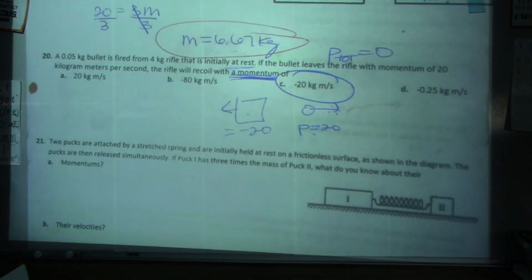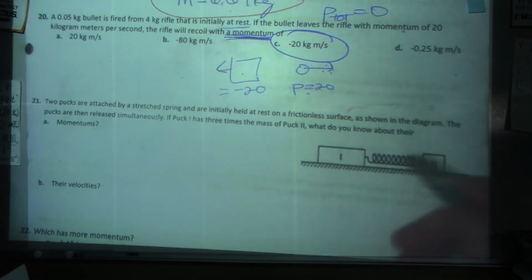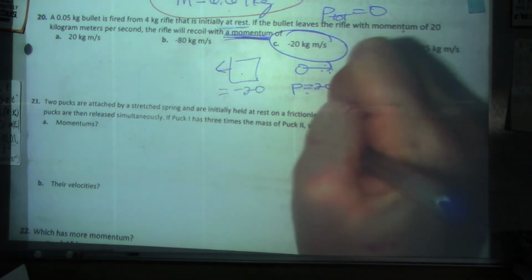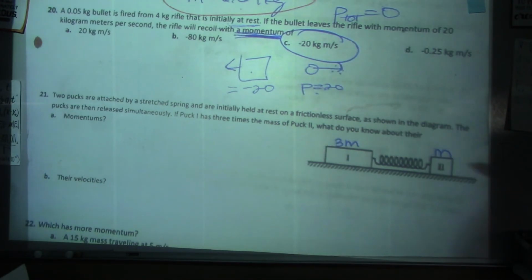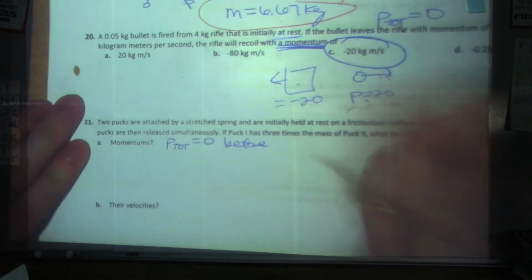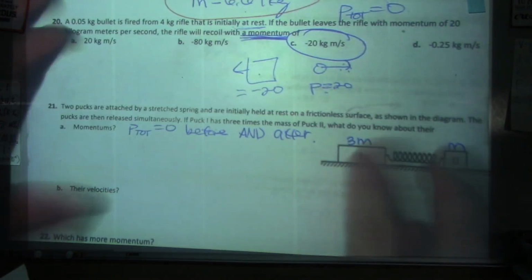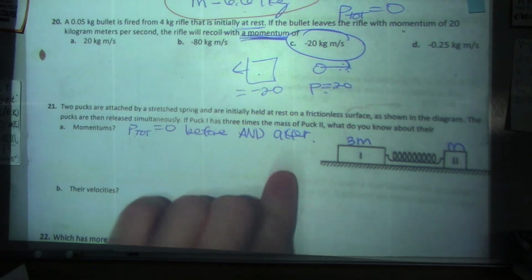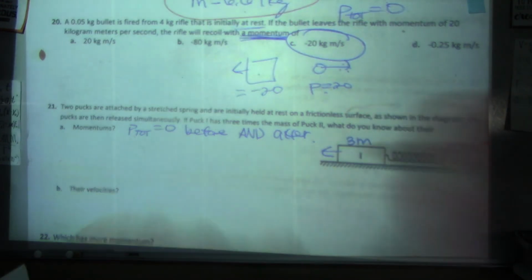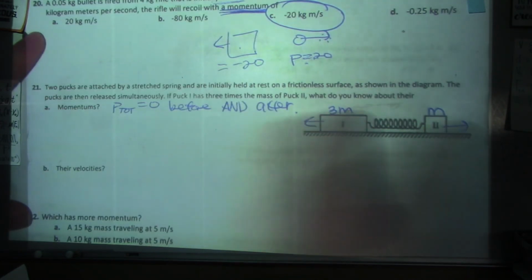Two pucks are attached on a stretched spring. They're held initially at rest and then they're released, and puck 3 has 3 times the mass of puck 2. What do you know about their momentums? Well, P total was 0 before, and it has to be 0 after. So if you have a total momentum of 0 and these two are moving apart from each other like this, then that means they have to have the exact same momentum so that they can cancel to exactly 0.